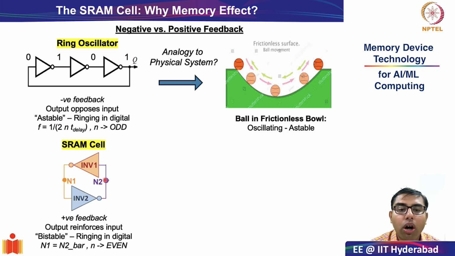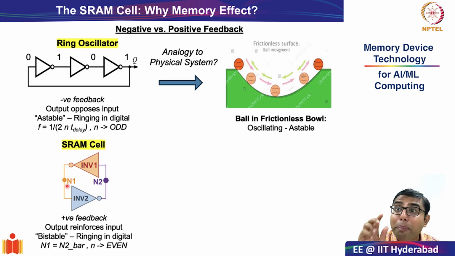So at the output of N2, after one propagation delay, I will get 1, and after the second propagation delay, passing through inverter 1, I will again get a value of 0. So the value that I had forced or written at N1 is now getting positively enforced. This system is positively reinforcing the input, and this is the fundamental reason for having the memory effect in a cross-coupled inverter, which is the heart of the SRAM cell.